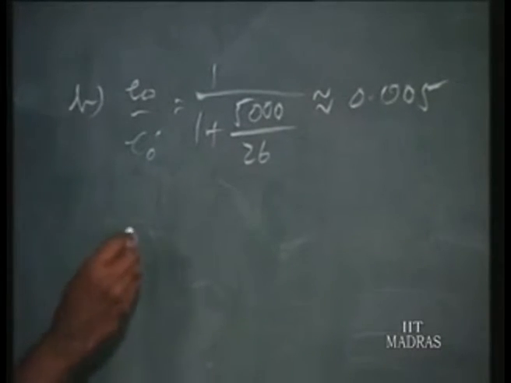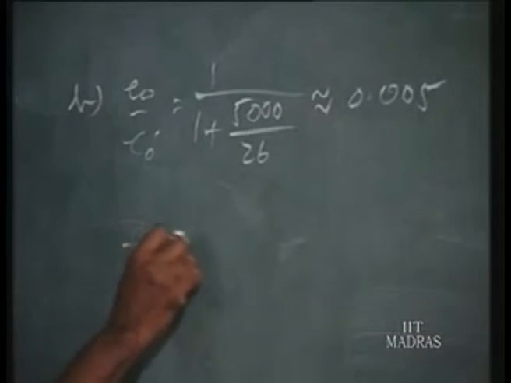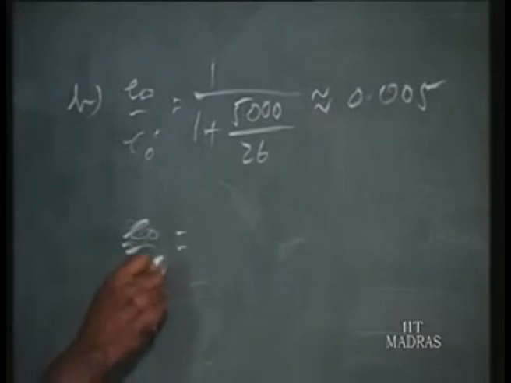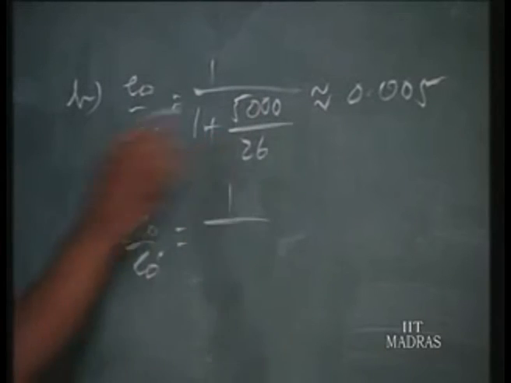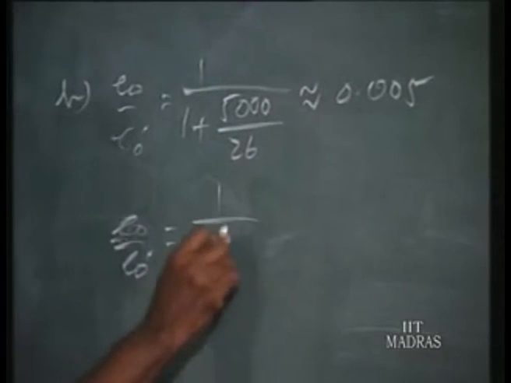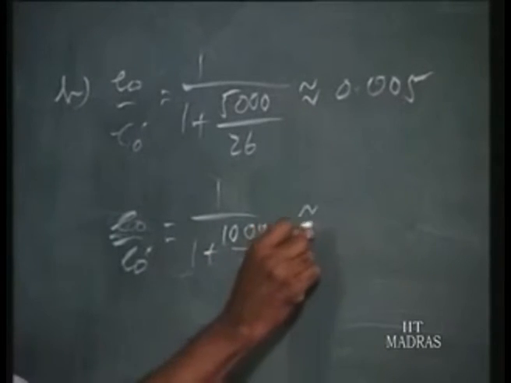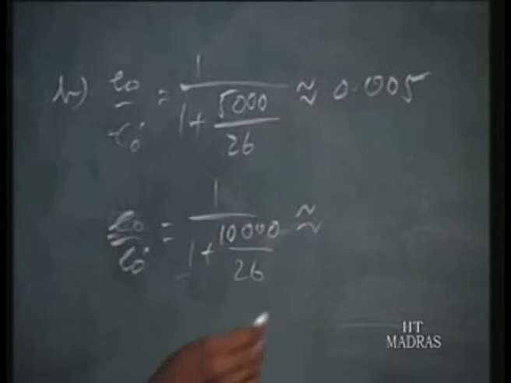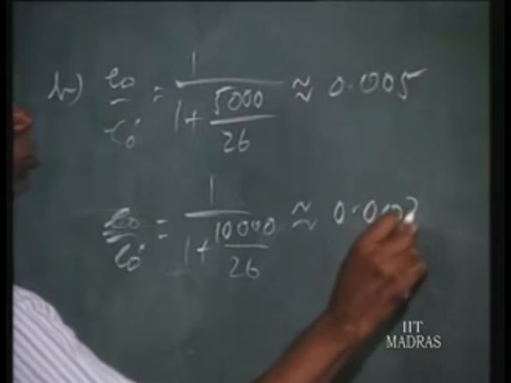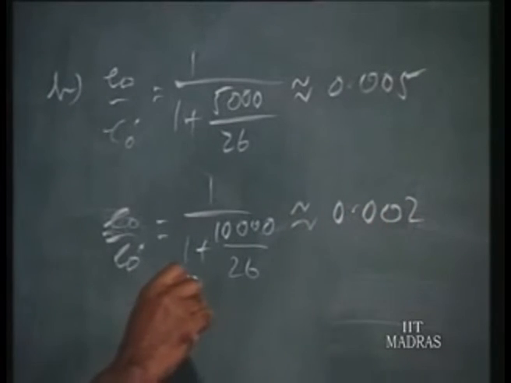Similarly, we find EO by EO dash for the other point of operation in the potentiometer transducer, which is 1 over 10 to the power of 10,000 by 26. This is around 0.0026.